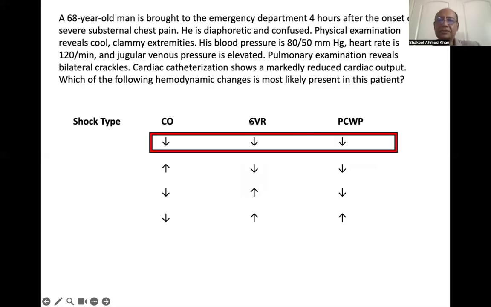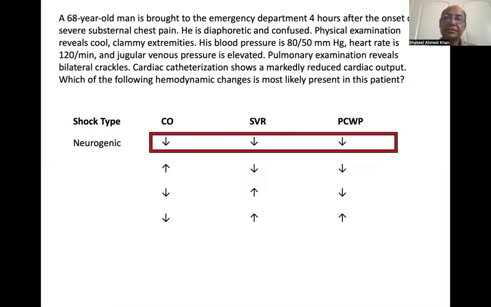Why couldn't it be cardiogenic shock? Because cardiac output is low, I might say okay, this could be cardiogenic shock. Why not? The reason is here: the systemic vascular resistance. Remember, in cardiogenic shock the systemic vascular resistance was high, and this is low, right? So this is typical of what? Neurogenic shock.